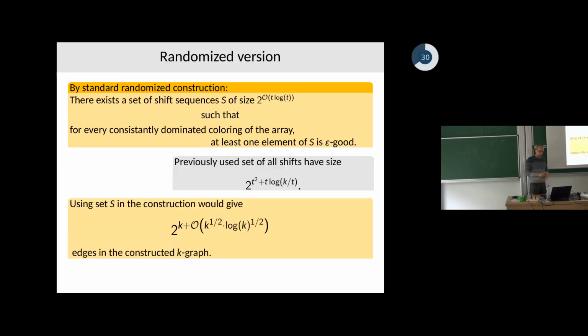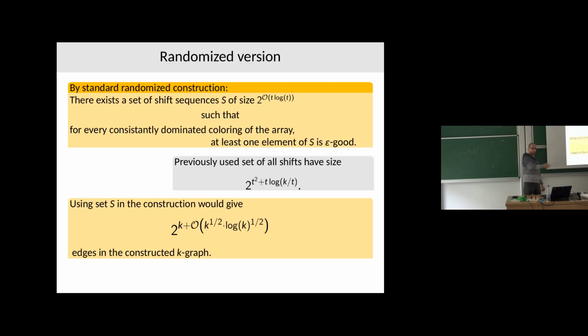What it would give: previously we used the set of all shifts, and it gave a factor like 2 to the t squared. You may remember that t squared was one of the dominating summands in the exponent. And now if we can use instead this small hitting set, we would reduce this 2 to the t squared to 2 to the t times log. And then we optimize a different function, and it can be optimized better. We would get a result like this. That is the desired result. That is the claimed result.